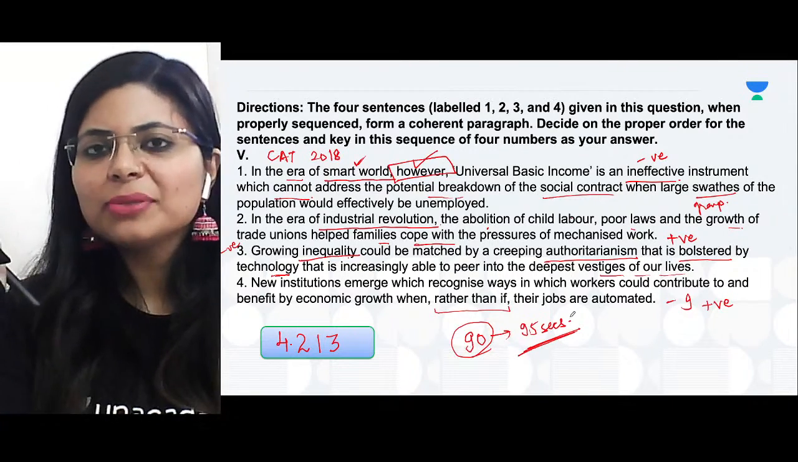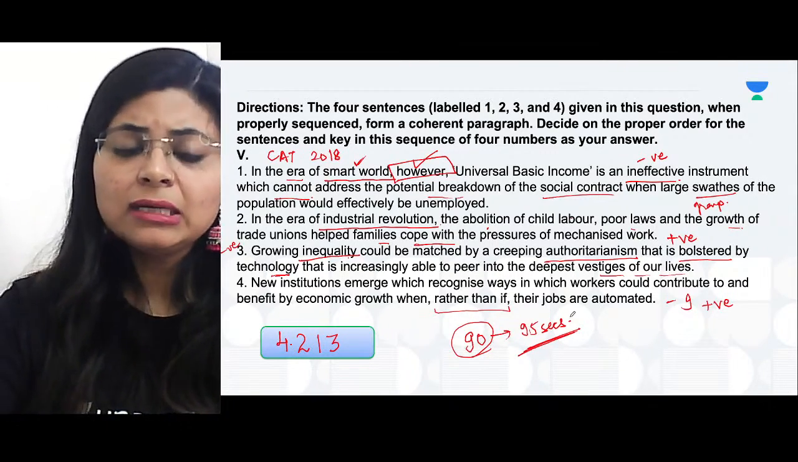If you can't comprehend it well, leave the question and spend that time doing an RC question.